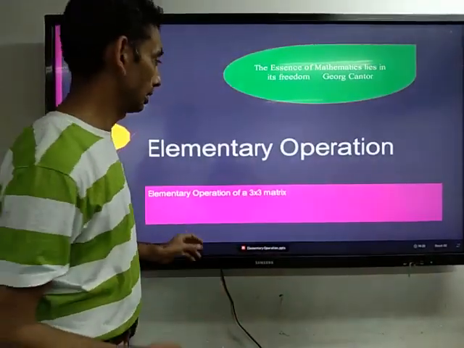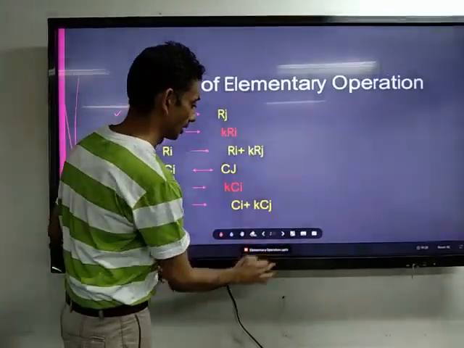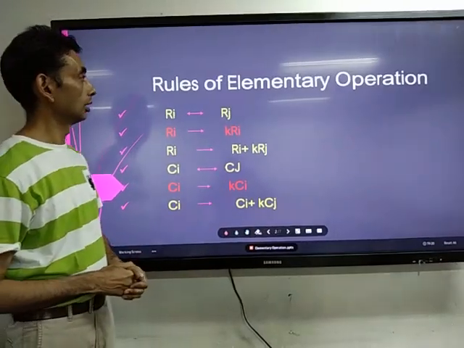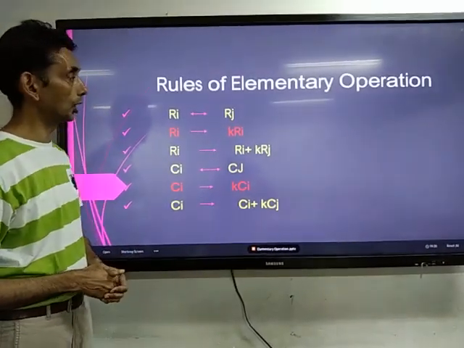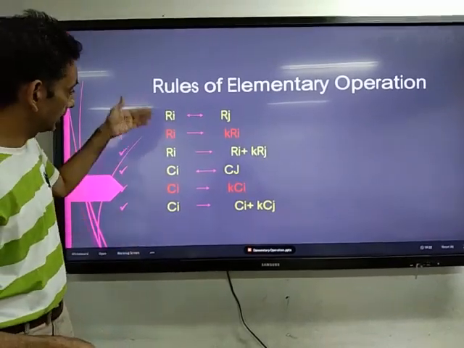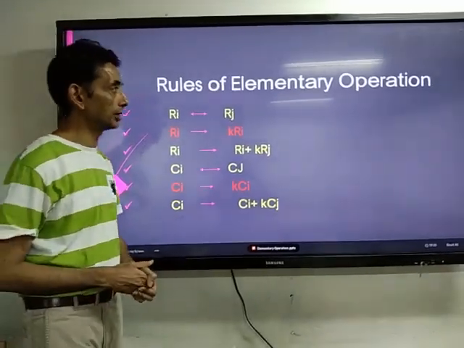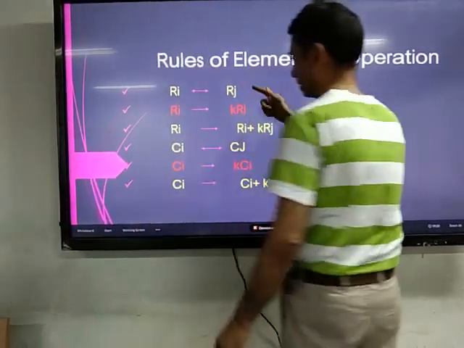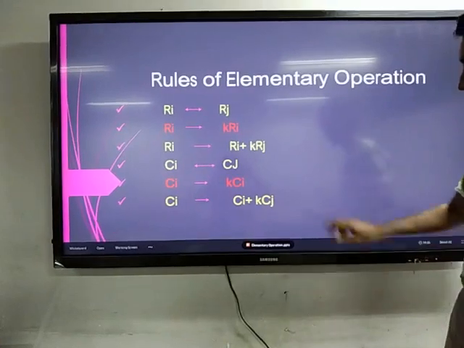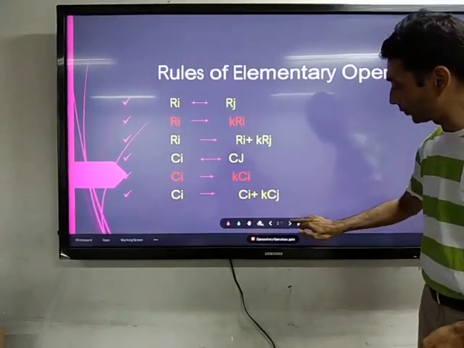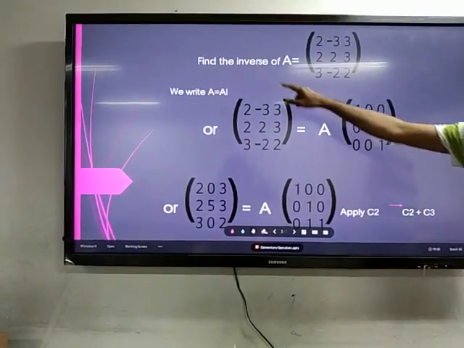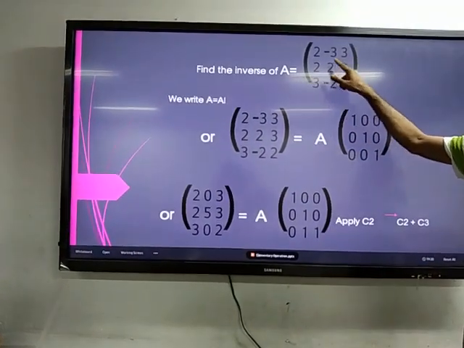Okay, let's start with a question. Before we go, I'll explain the rules of elementary operations. In the previous video I also explained that there are 6 rules of elementary operations: 3 rules are for rows and 3 rules are for columns. Now, if we take a question on a 3 by 3 matrix, find the inverse of A.